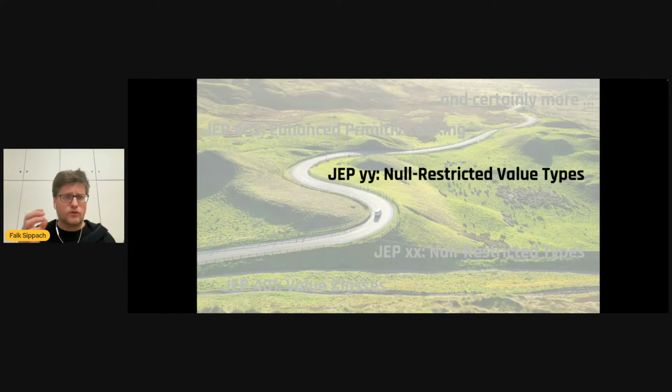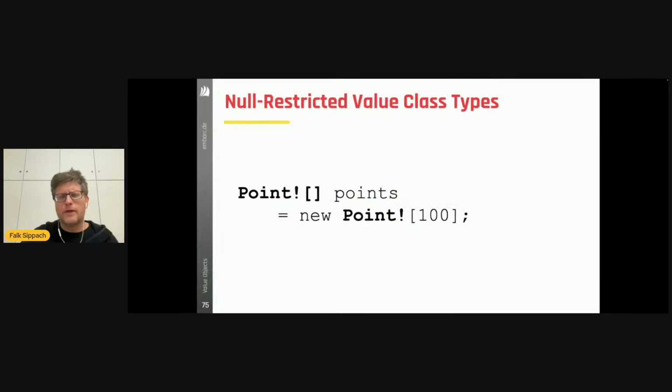Yeah, that's the JEP with the null restricted types, which we will get for every object reference, not only for value types, also for the identity objects. And that was really cool. And afterwards, they have the second JEP draft, null restricted value types. And there, for example, we could have a point array. And point in that case, of course, is a value type. And this is null restricted.